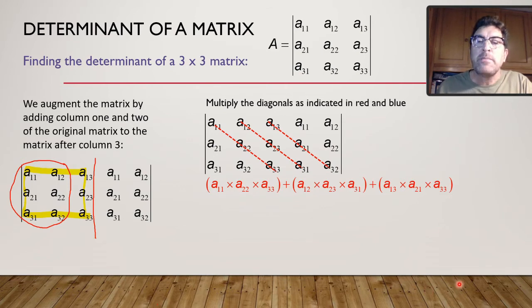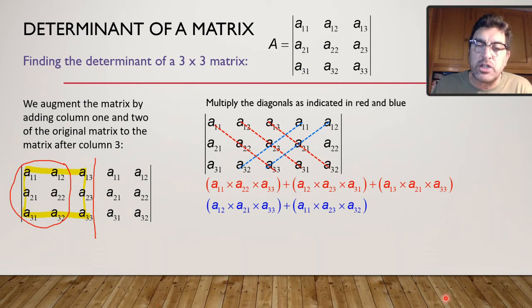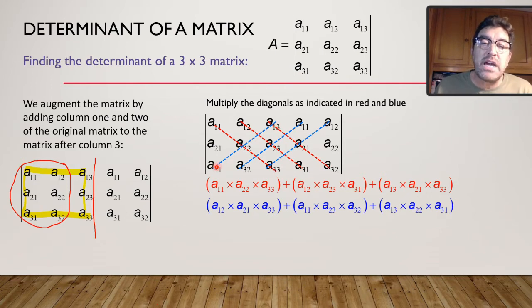Now I start with A12 and I work the other way around. So A12 times A21 times A33. I add that answer to the next diagonal, A11, A23, A32, the product over there. Then the third one, now you'll see I've reached this point where I need to stop. I add the product of those 3 entries on that diagonal together. Now I'm ready to find my determinant of A.